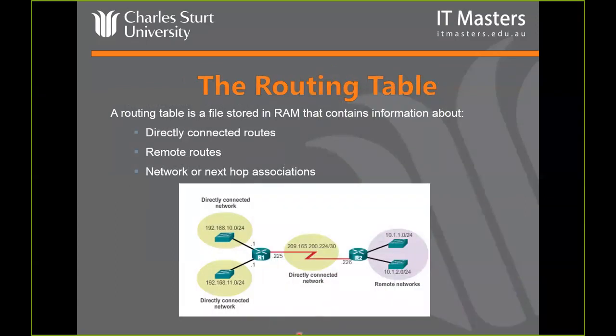The routing table. So the routing table, once it's populated and ready to go, is stored in RAM, so in volatile memory, and it stores all the information it has about directly connected routes, remote routes that are coming in via dynamic routing protocols or that are put in by static routes, and network or next hop association. So that is, where do I send packets destined for network A on the next hop? Who do I send it to? Who's going to be my next man?